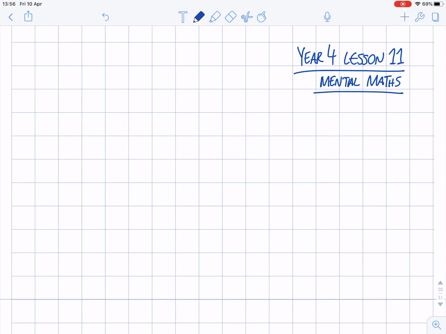So question 1 is write down in figures the number 3006. Write in figures the number 3006. Question 2. What is 8 multiplied by 4? What is 8 multiplied by 4? Question 3. Count on 17 from 54. Count on 17 from 54.